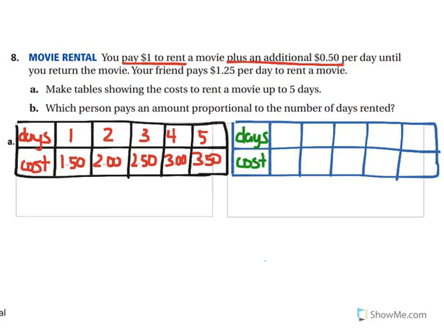Now for our other person, our friend, they pay $1.25 per day to rent a movie. So let's look. At one day, the cost is $1.25. That means at the second day, you're going to have 2 times this amount, so it's going to be $2.50. Or you're going to add $1.25. So as this becomes 3, 4, 5, I'm adding $1.25.